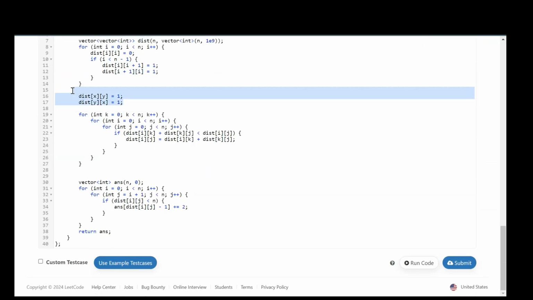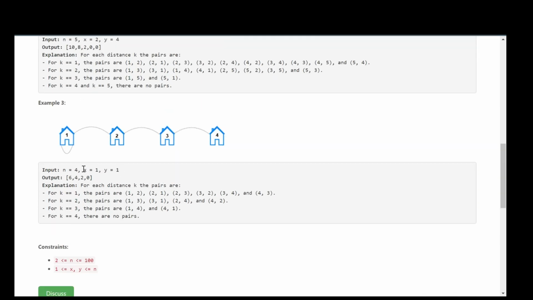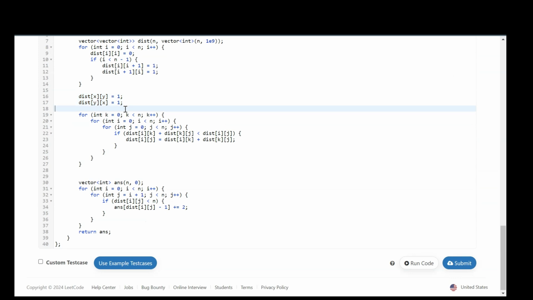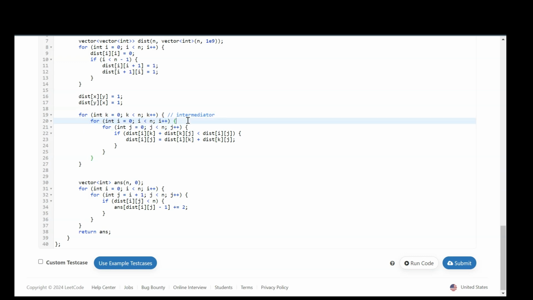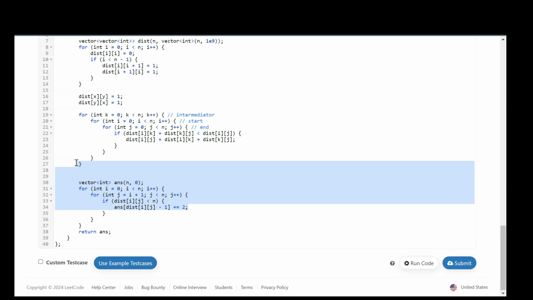And simultaneously there is another coordinate pair that has been given, that is x and y. So for that also we will be initializing it to be 1. And this is the implementation of the Floyd Warshall algorithm, wherein we are taking a k element, that is the intermediator, and i is the start point and j is the end point, and between every i and jth coordinate we are finding the minimum distance that we have, and at the end we will just push all the distances into our answer vector and return the answer vector.